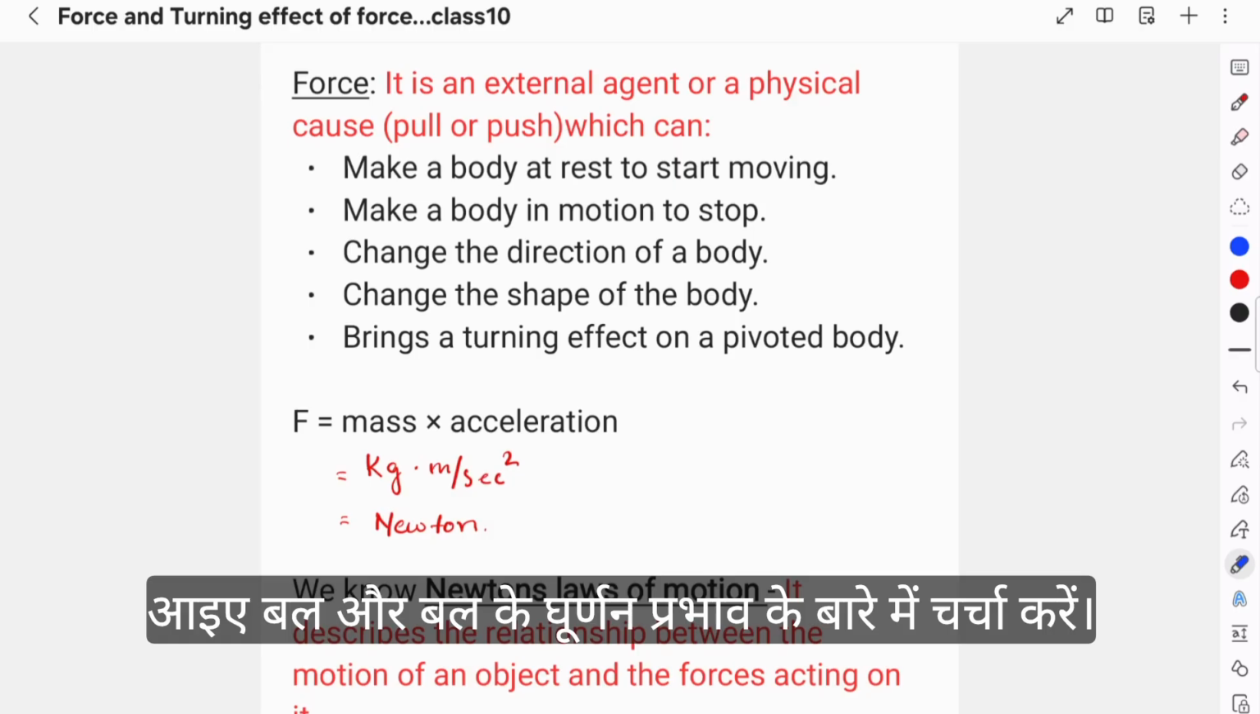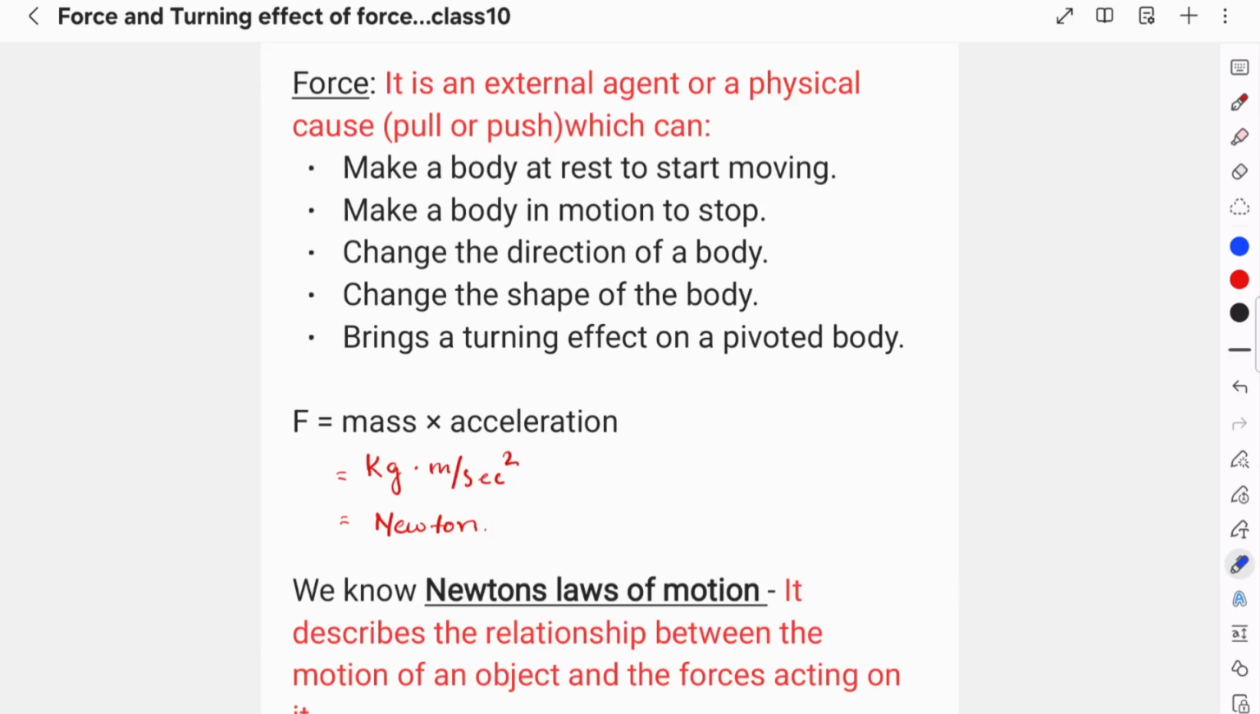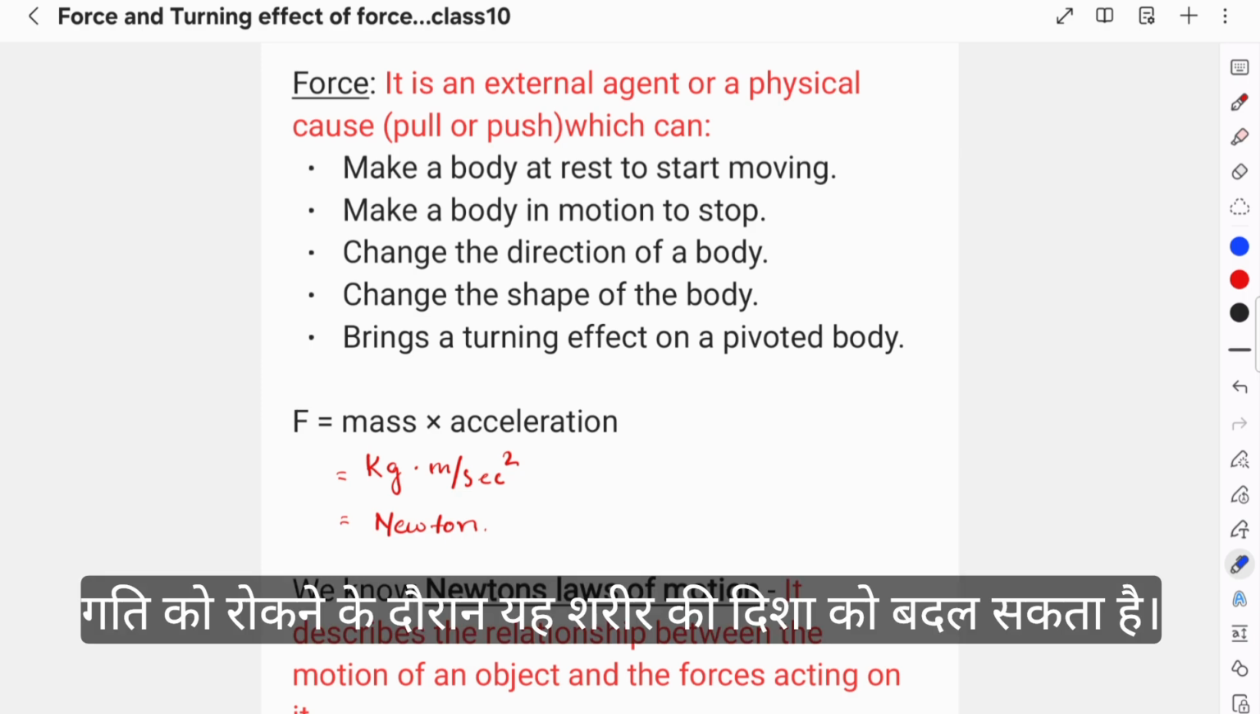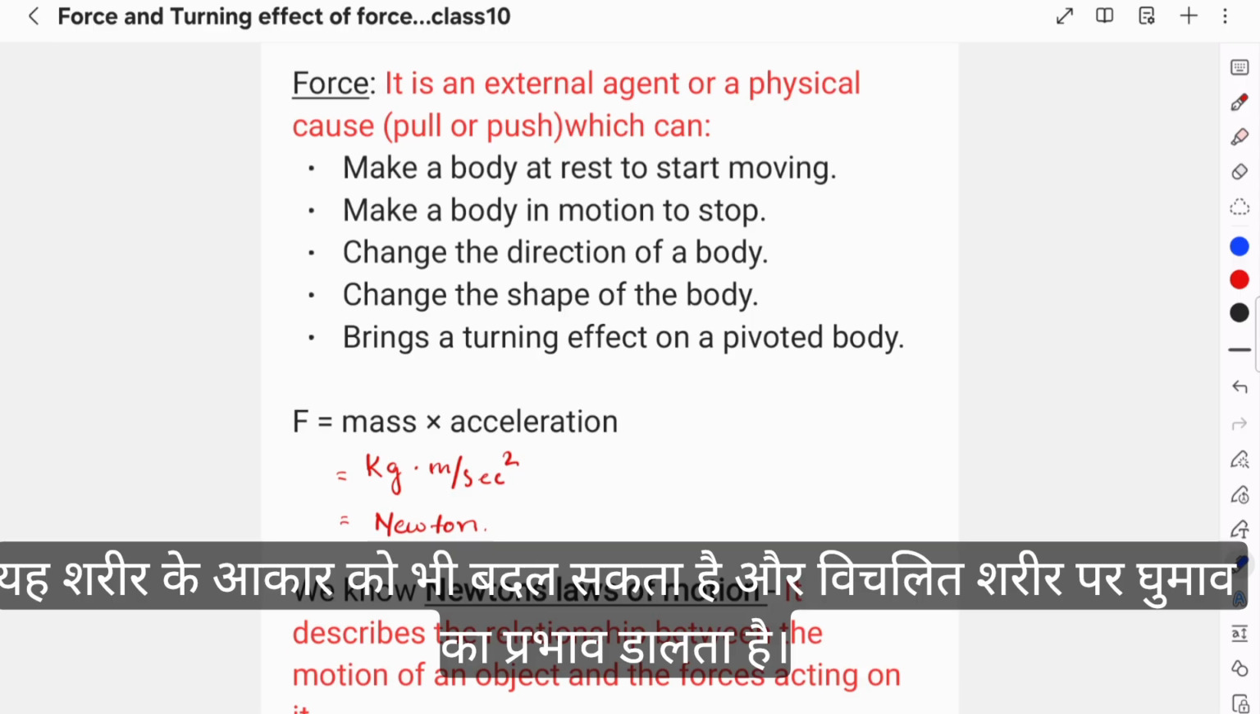Today let's discuss force and the turning effect of force. Force is an external agent or a physical cause. It can be a push or a pull which can make a body at rest start moving or make a body in motion stop. It can change the direction of the body. It can also change the shape of the body, and it brings a turning effect on a pivoted body.